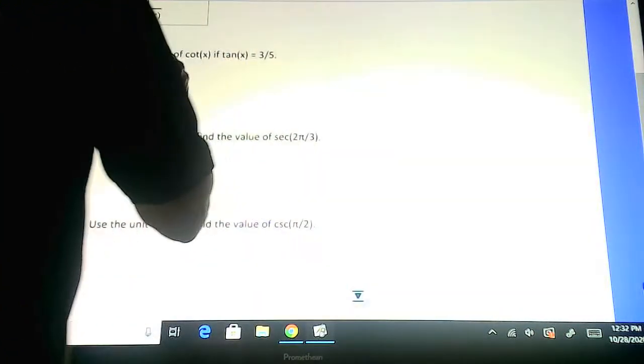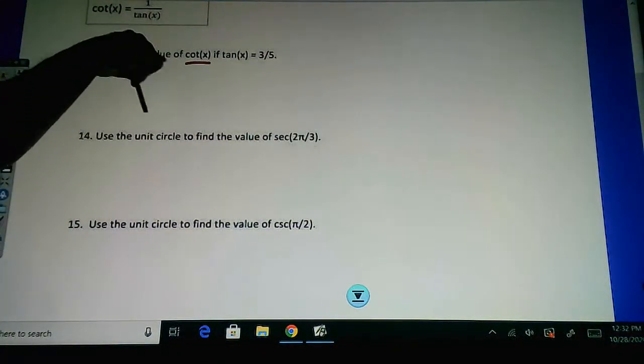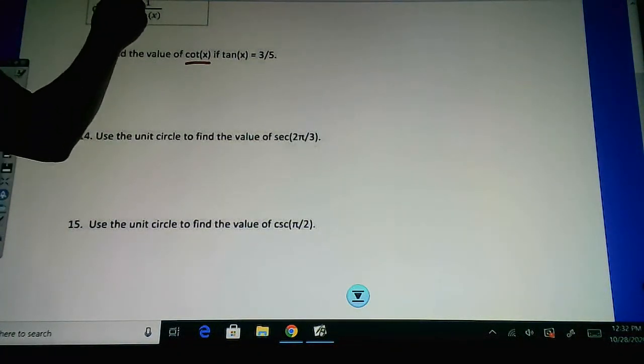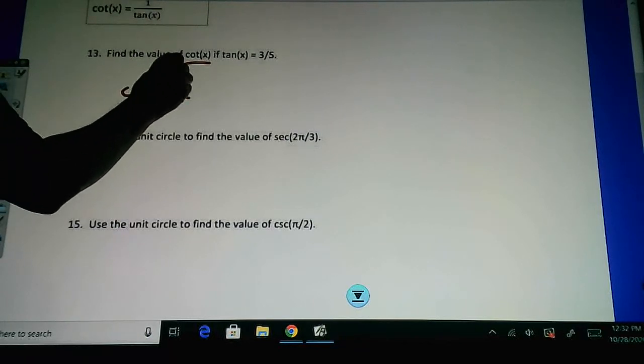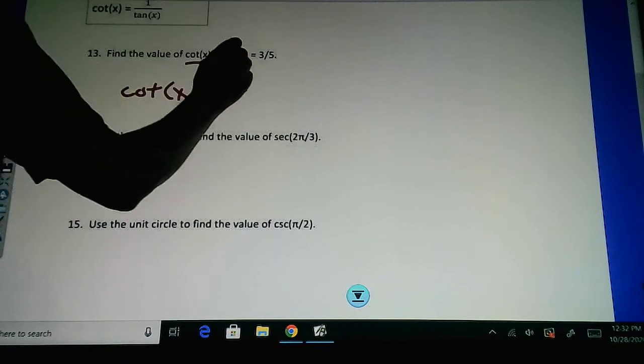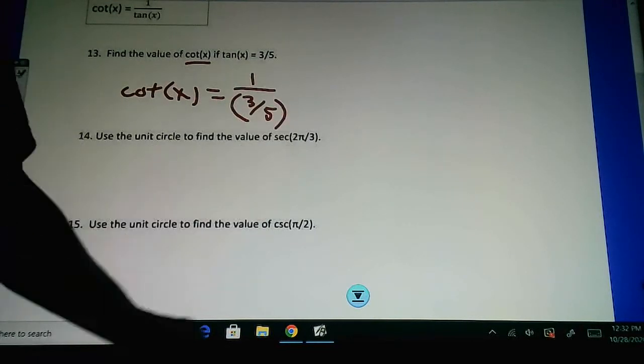So this is a super easy one. They want you to find cotangent when they tell you tangent. Well, all we're going to do is flip it upside down. Now, if you follow the rule strictly, the rule says this here. 1 over something really just means a flip. But if you actually go through the process, you'll see why it flips it over.